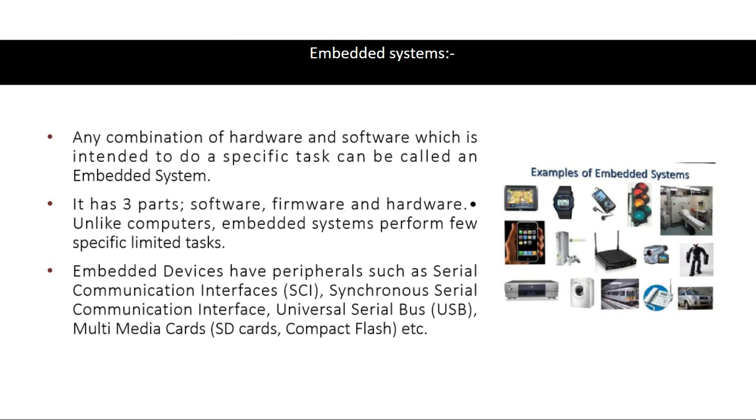Now, coming to embedded systems. What is an embedded system? An embedded system is a combination of hardware and software which is intended to do a specific task. It has three parts: software, firmware and hardware. Unlike computers, embedded systems perform few specific limited tasks. Embedded devices have peripherals such as serial communication interfaces (SCI), synchronous serial communication interface, universal serial bus (USB), multimedia cards, that is SD cards, compact flash, etc.